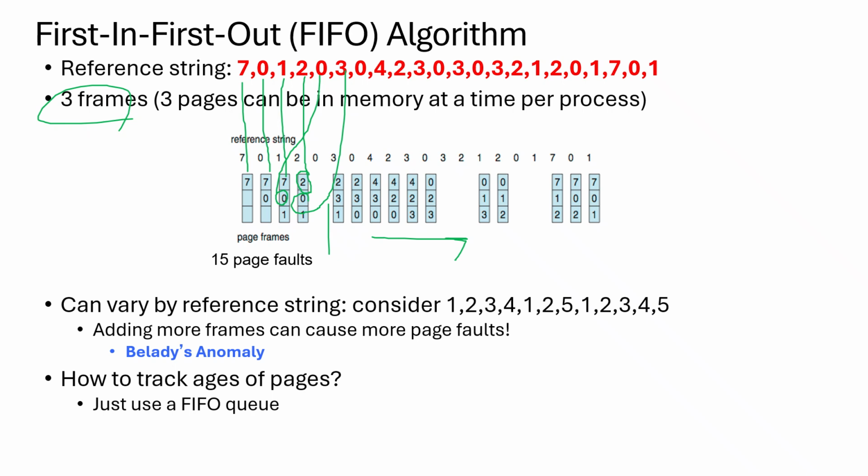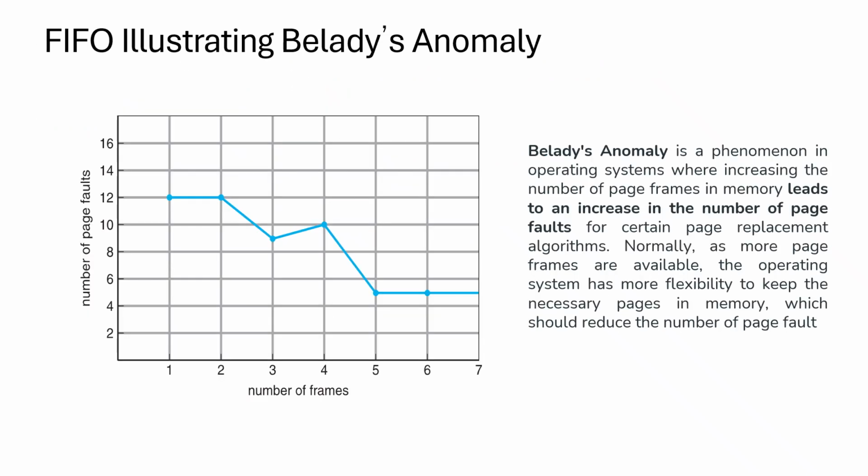So here there may be a chance of Belady's anomaly. It's a phenomenon in operating systems where increasing the number of frames in memory leads to an increase in the number of page faults for certain page replacement algorithms. Normally, the more page frames are available, the more flexibility the operating system has to keep the necessary pages in memory, which should reduce the number of page faults.